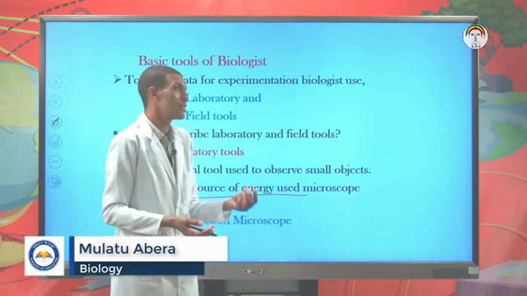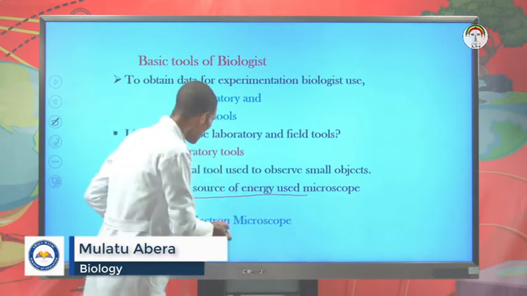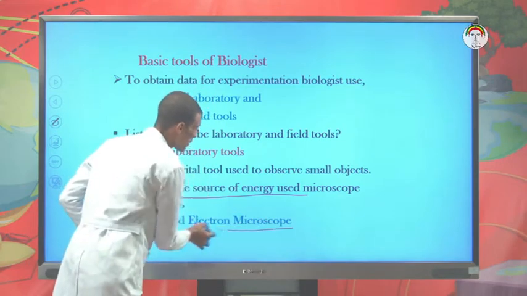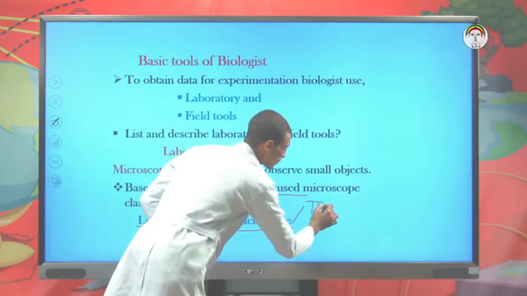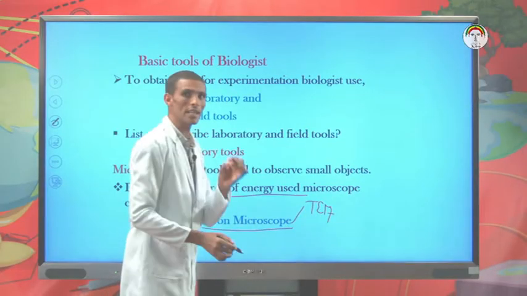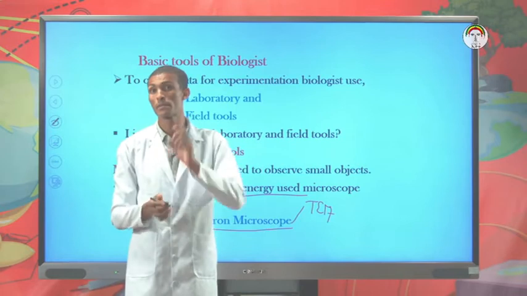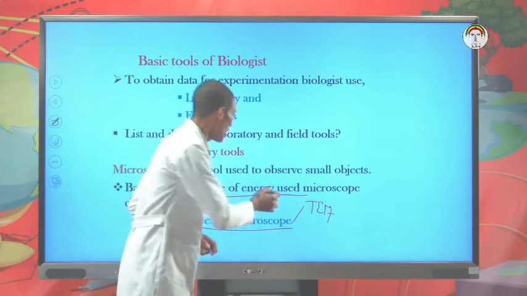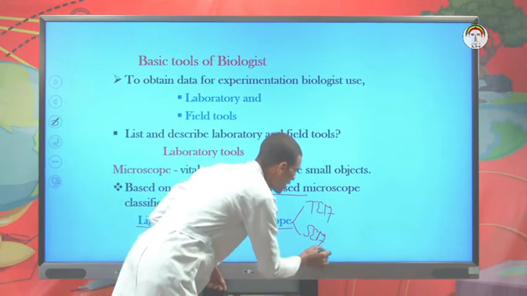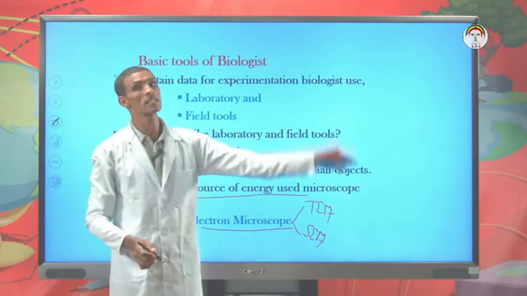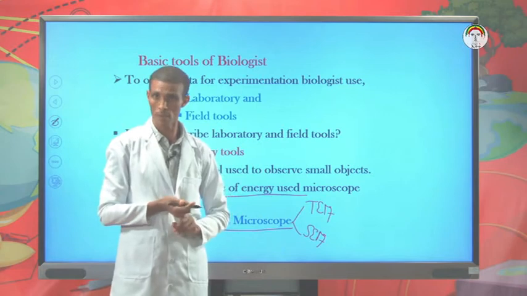Whereas electron microscopes may be classified into transmission electron microscope, which is very important in seeing the detailed structure of specimens, and scanning electron microscope, which is very important in seeing the surface structure of the specimen that we see.